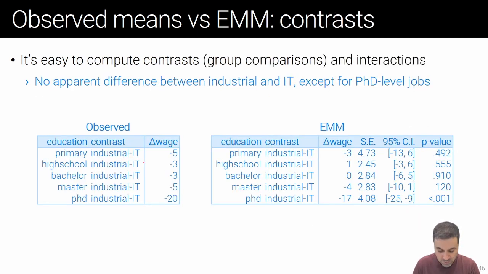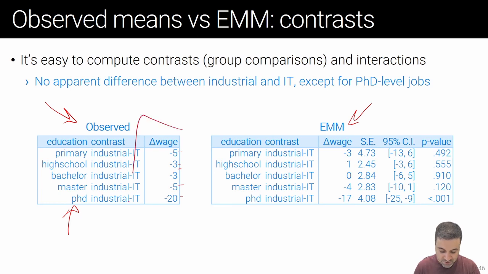Of course, we can also do comparisons or contrasts, group comparisons between, in this case, for instance, job class, industrial or IT, by education level. If we just look at the observed scores, between industrial and IT there's a difference of 5K or 3K or 20K, depending on the education level. But now with the estimated marginal means, which are based on a model controlling for other things beyond only industrial, IT, and education, we are also controlling for insurance, age, and interactions. Then we see a quite different picture.